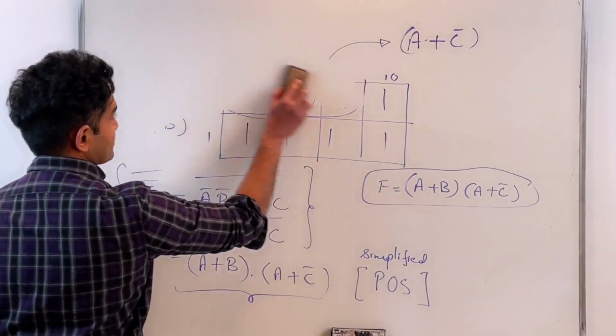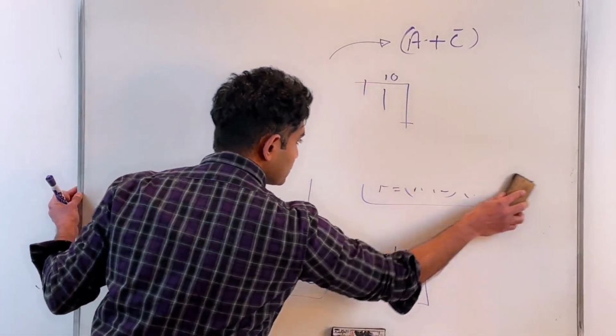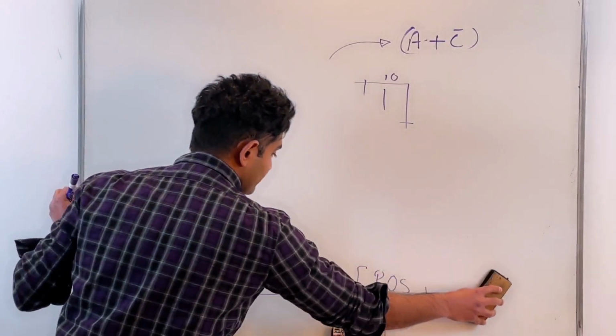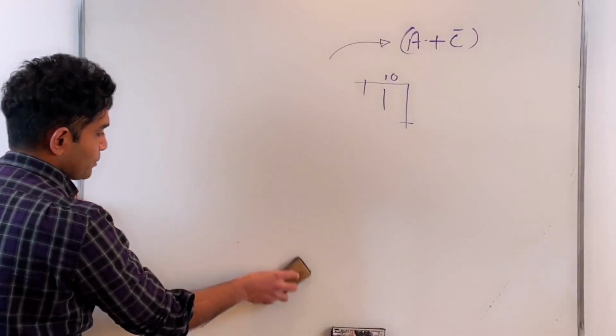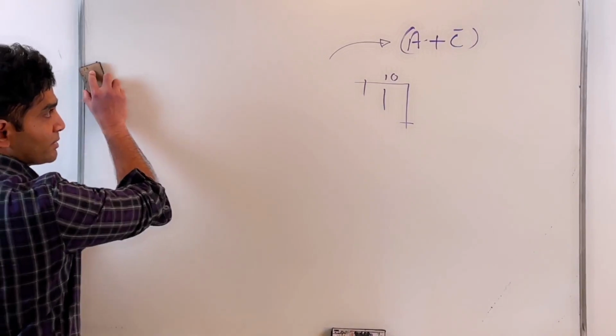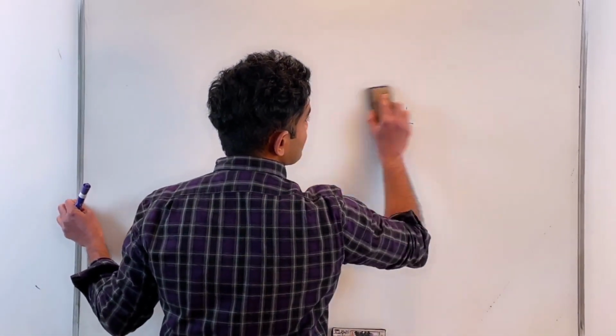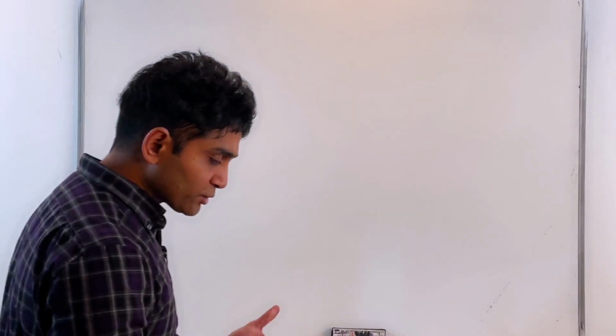Any questions on this? So when I'm trying to come up with a product of sums expression, or if I want to combine zeros, the way I get the function is I obtain the product terms, and in my head I apply De Morgan's theorem, invert them, and finally I write my function f as a product of those obtained sum terms.